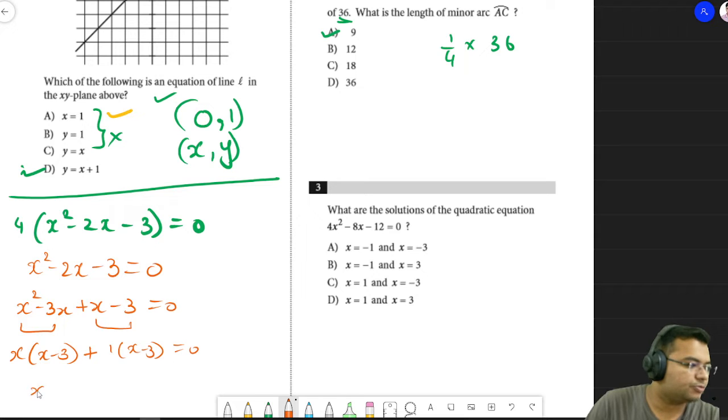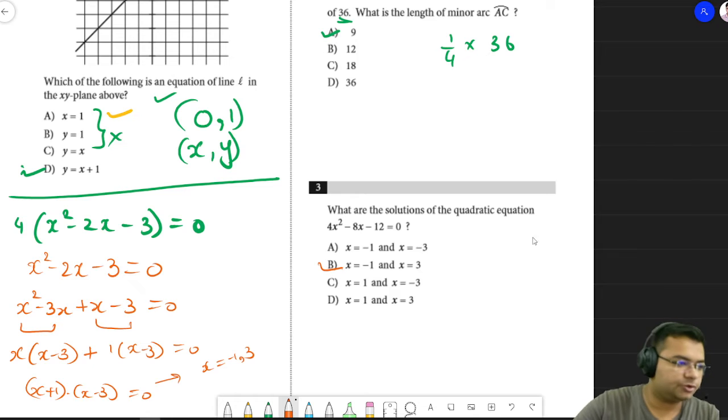Now I can write x plus 1 times x minus 3 equals 0. So from here we can say x equals negative 1, 3. So the answer is B.